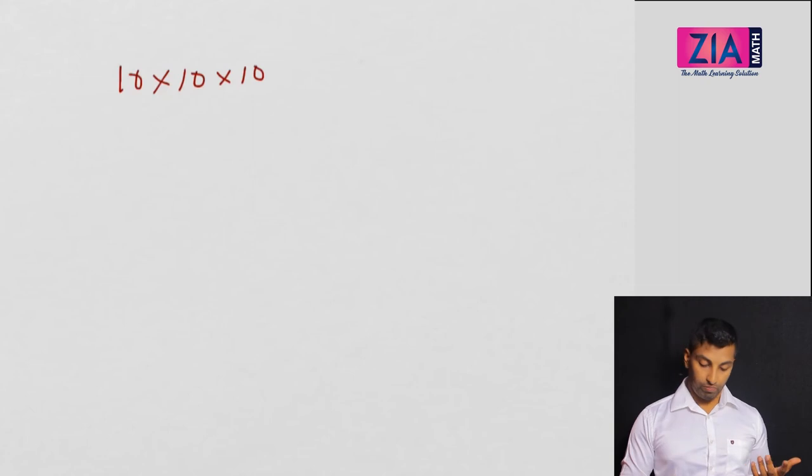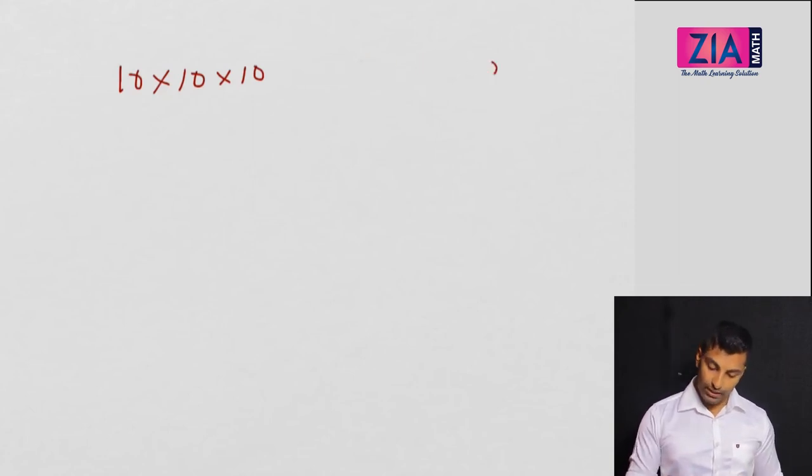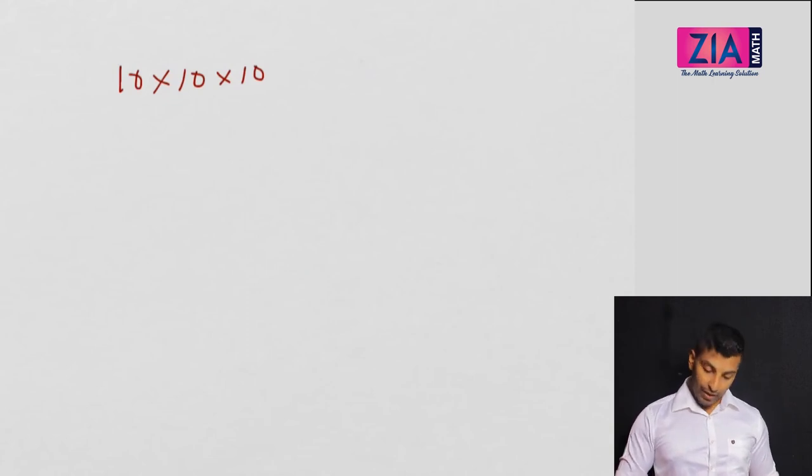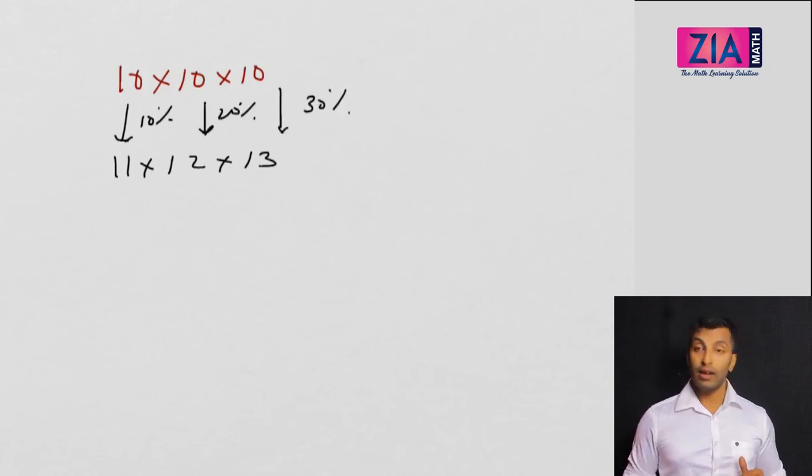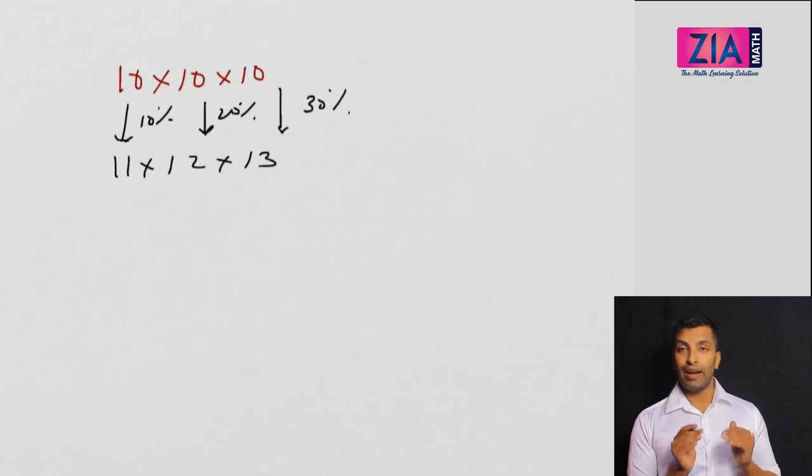Now similarly, let's suppose the product was like 10 into 10 into 10. So this is 1000. Okay, we don't want that. Let's suppose this was the product. Now what happened is it is changed to 11 into 12 into 13. From this, what you understood, there is an increase here of 10%, there is an increase here of 20%, there is an increase here of 30%. So there is a 10, 20 and 30% increase in each of the numbers in the product.